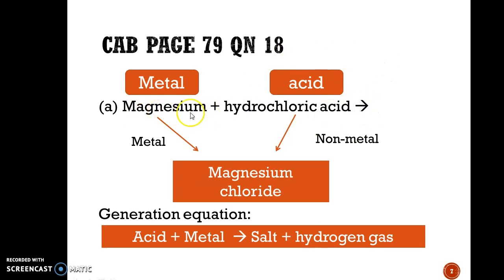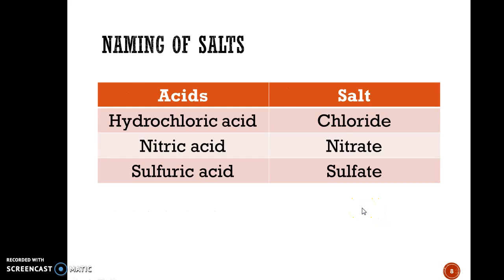So when you see magnesium, it is a metal by itself, so the metal will contribute. The name of the salt has two parts. The first name is usually the metal, so it will come from the metal itself. It will just follow magnesium. And then hydrochloric acid will become chloride in this case. So therefore the name of the salt here is magnesium chloride, and hydrogen gas. So the products being produced are magnesium chloride and hydrogen gas.